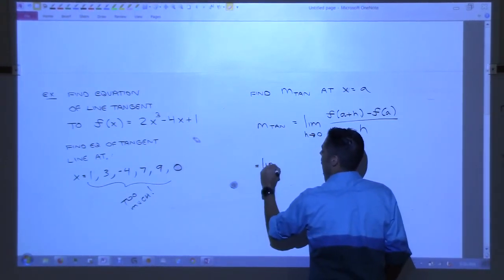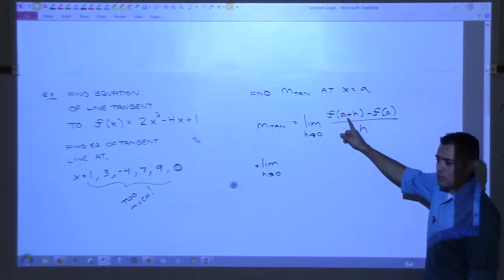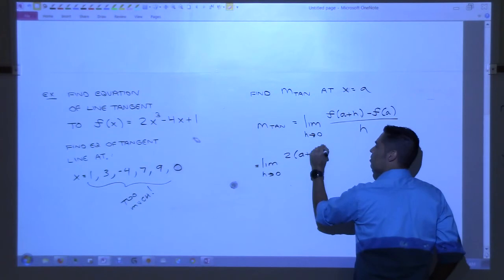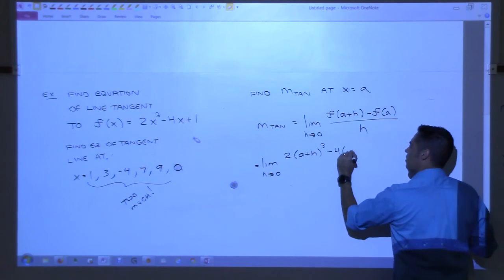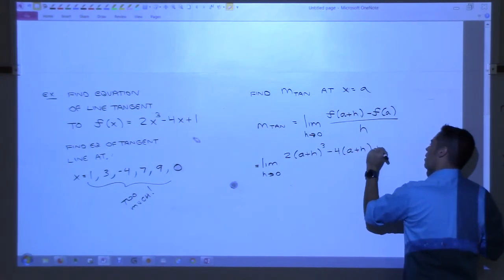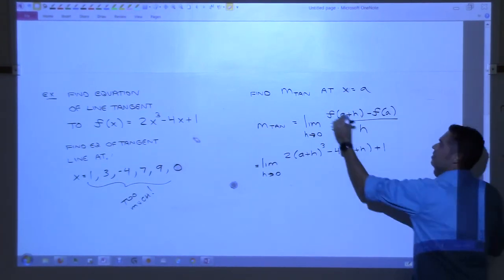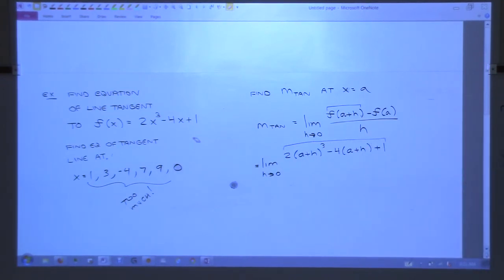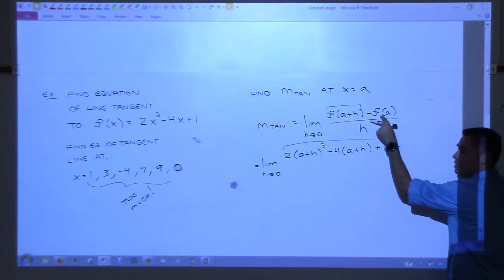And now when I do this, limit as h goes to 0, when I put a plus h into my function, it's going to look like this: 2 times (a plus h) cubed minus 4 times (a plus h) plus 1. Okay, do you all agree that that is this piece right here? That's this. Right? Now, this is the part you have to be a little careful with. Minus, that's this minus, f of a.